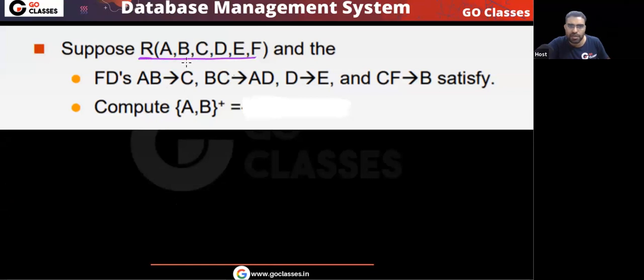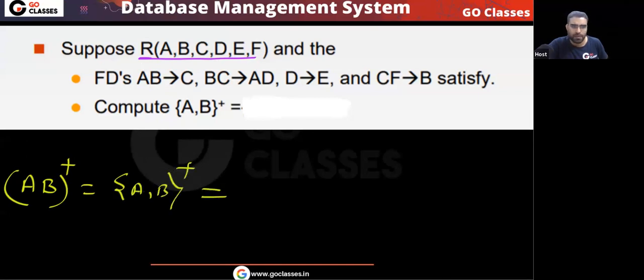This is the schema: A, B, C, D, E, F. These are the functional dependencies. So tell me, what is AB plus? I can also write it as AB plus. These things are the same. So tell me what that will be.